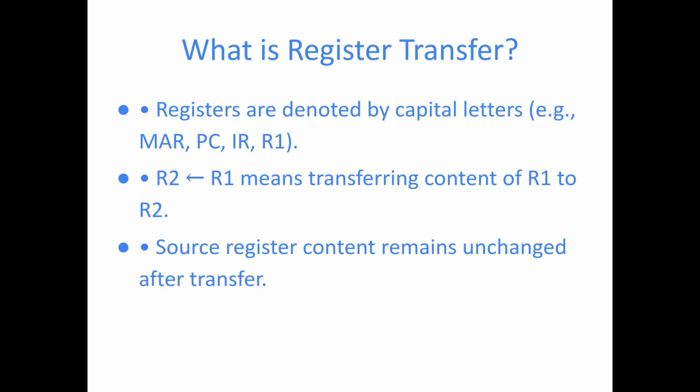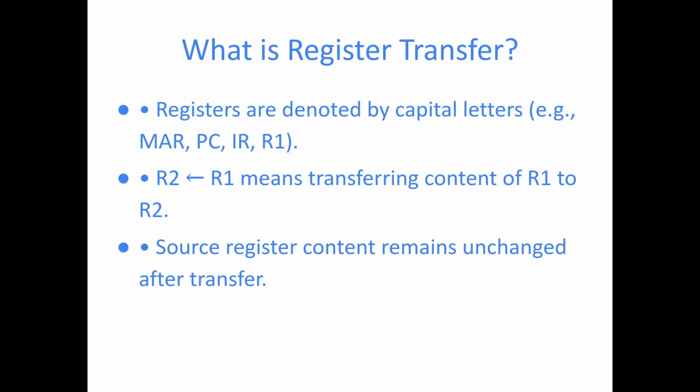In digital computers, registers are denoted by capital letters, sometimes followed by numerals. For instance, the memory address register is called MAR, the program counter is PC, IR stands for the instruction register, processor registers may be labeled as R1, R2 and so on.